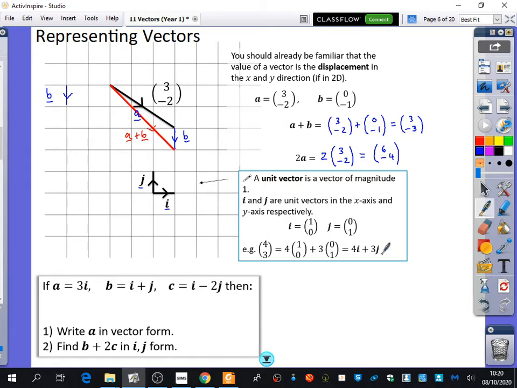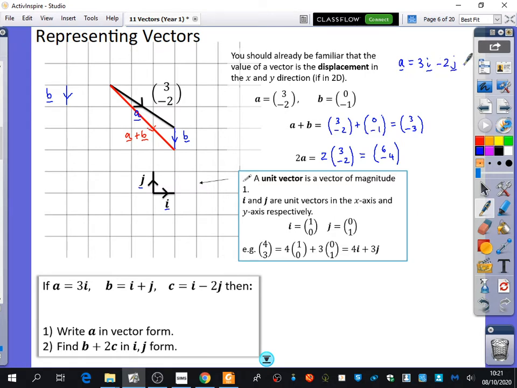So I could actually go back up to these ones up top, and I could say, well, the vector A, what would this vector A be in terms of i and j? 3i. 3i minus 2. Does it say it down here? It's a different one, actually. So we've got 3i minus 2j.